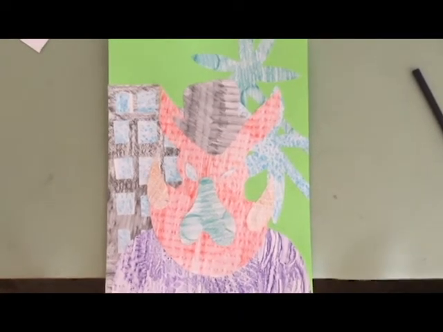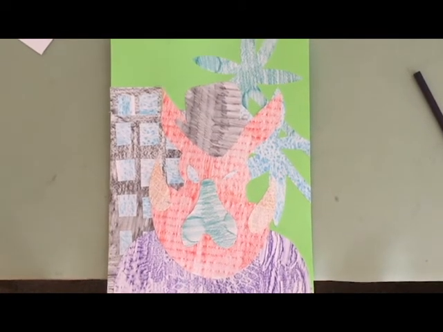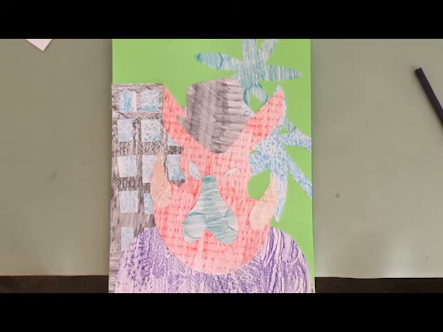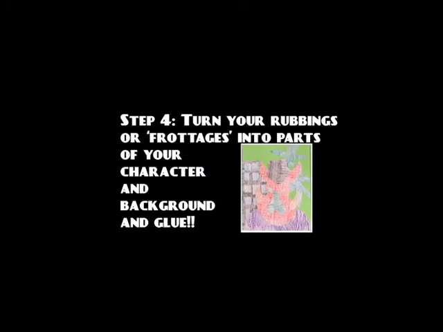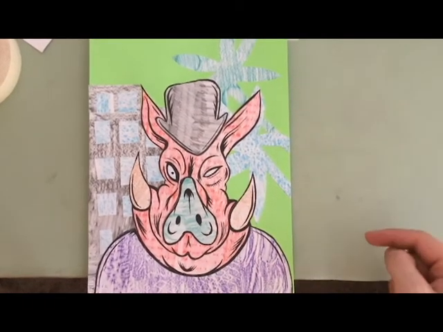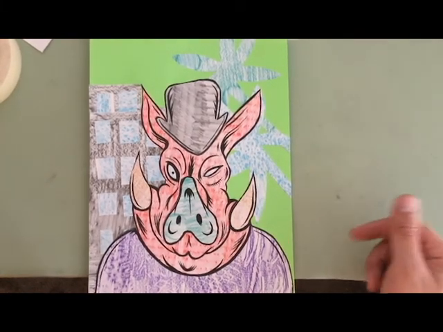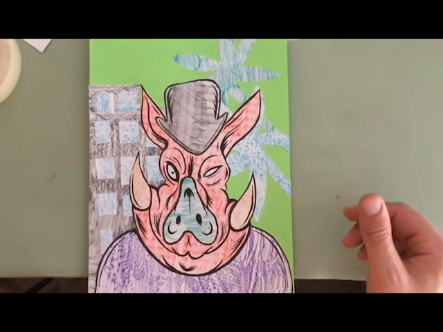So then when you've stuck it all together, you should have something that looks like this. And then as a final thing, I want you to use line or value to add some final details into your piece and the background as well if you can.